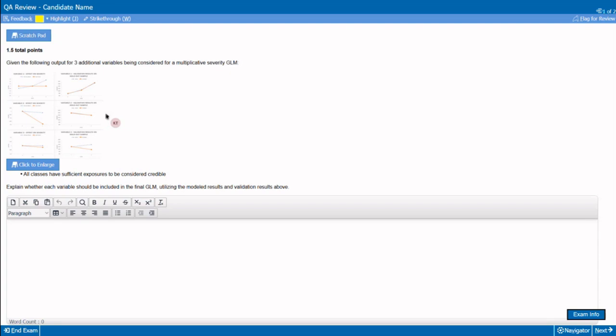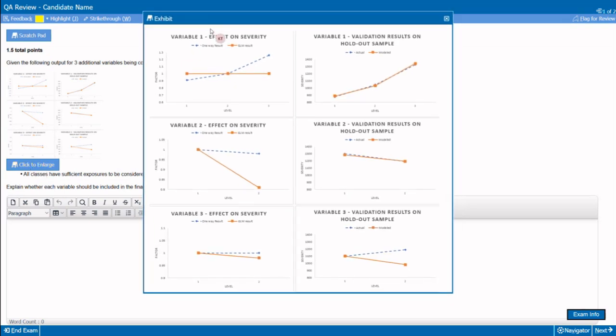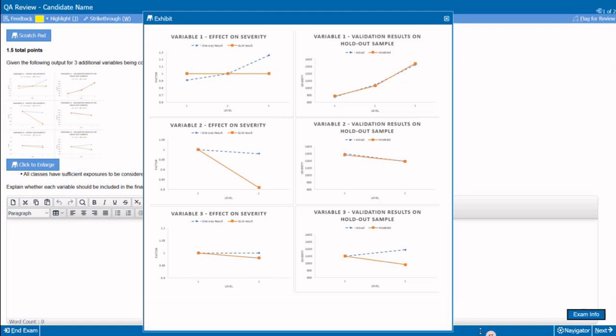So I see that we have 3 variables and the problem is 1.5 points. So in my mind, that makes me think each variable is going to be worth about 0.5 points. So that's maybe 1 to 2 sentences per variable. So I'm going to click to enlarge. And here we have our graphs. I'm going to make them a little bigger.